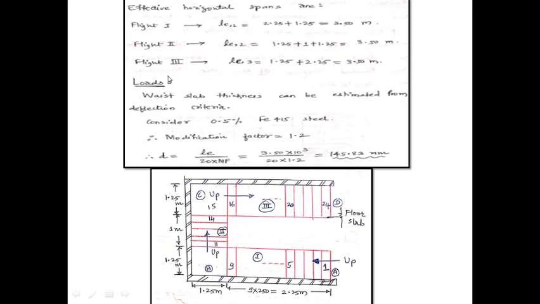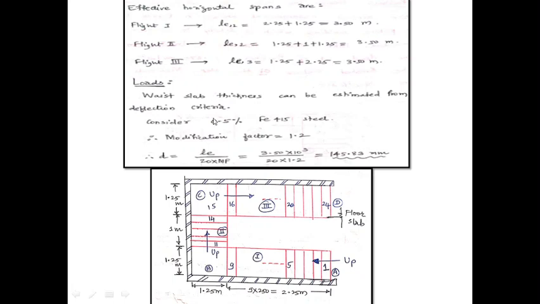Now loads, let us talk about loads coming on the staircase. The waist slab thickness can be estimated from the deflection criterion. Now let us consider 0.5% steel, Fe415. So let us assume that we are going to provide 0.5% of steel, and therefore for 0.5% steel the modification factor works out to be approximately 1.2 from figure number 4, page number 38 of IS 456 2000. That is, when we take on the x axis 0.5% for the modification factor for Fe415 steel.